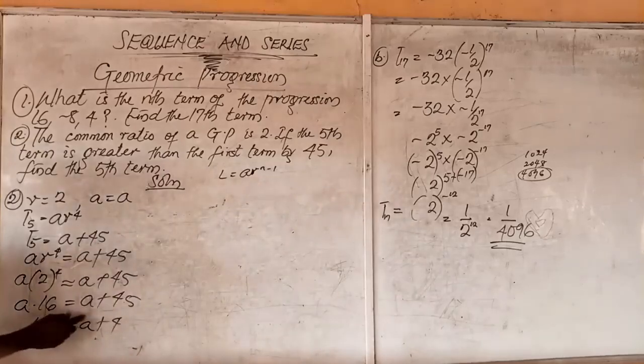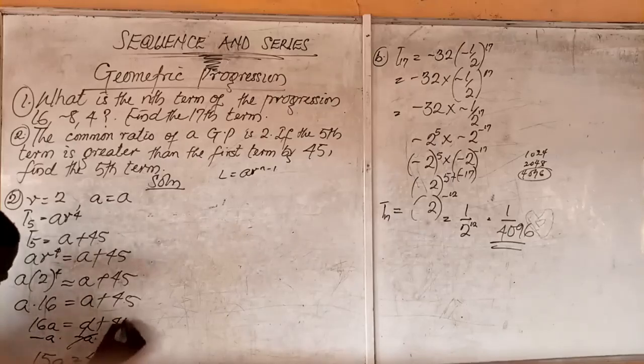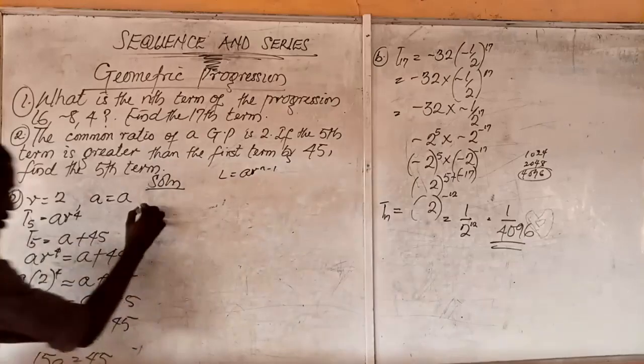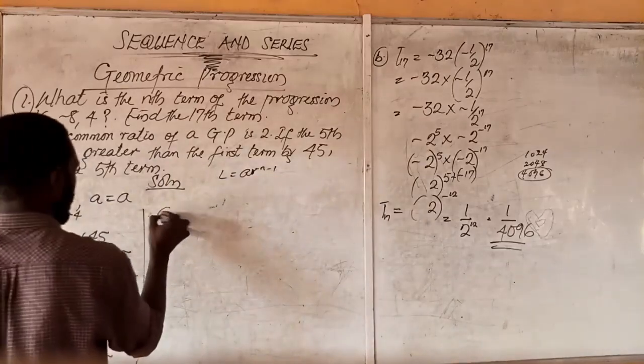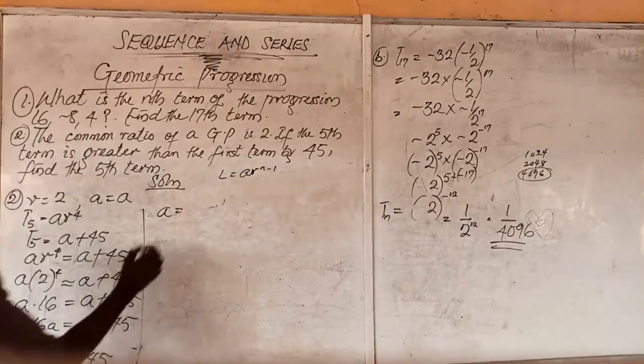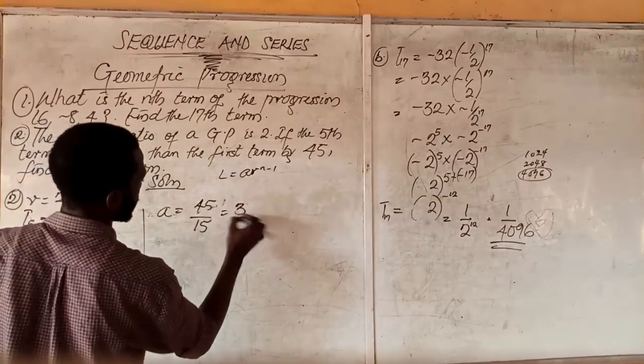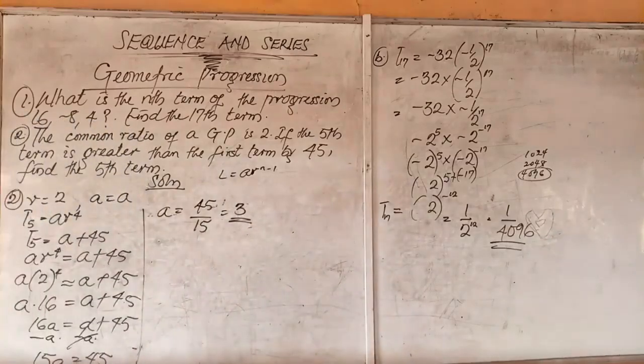Now we collect like terms. Subtract A from both sides. This becomes 0, and 16A minus A is going to be 15A equal to 45. Alright. So what do we have here then? A will be equal to, we divide both sides by 15. So that A will be equal to 45 over 15, which is 3. Alright, so A is equal to 3 here.